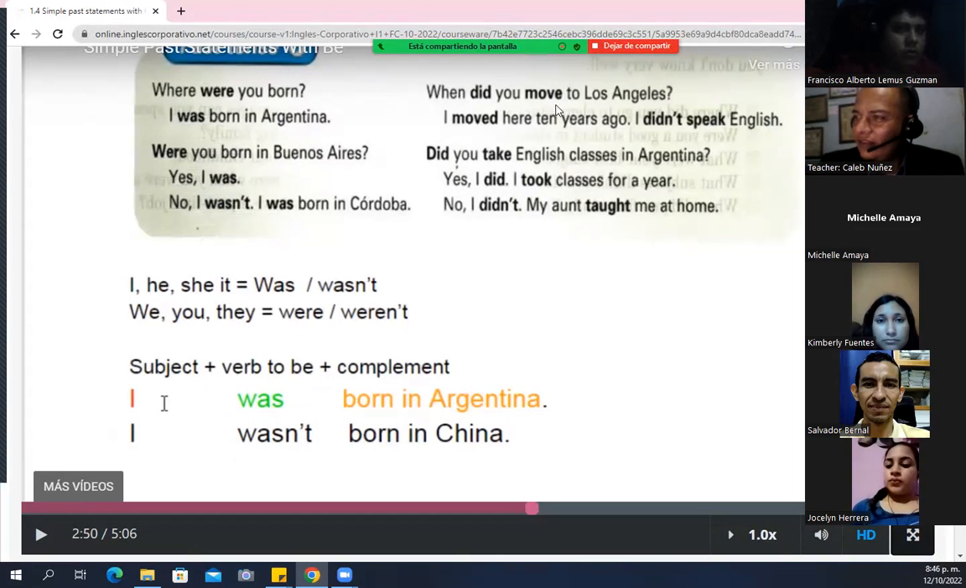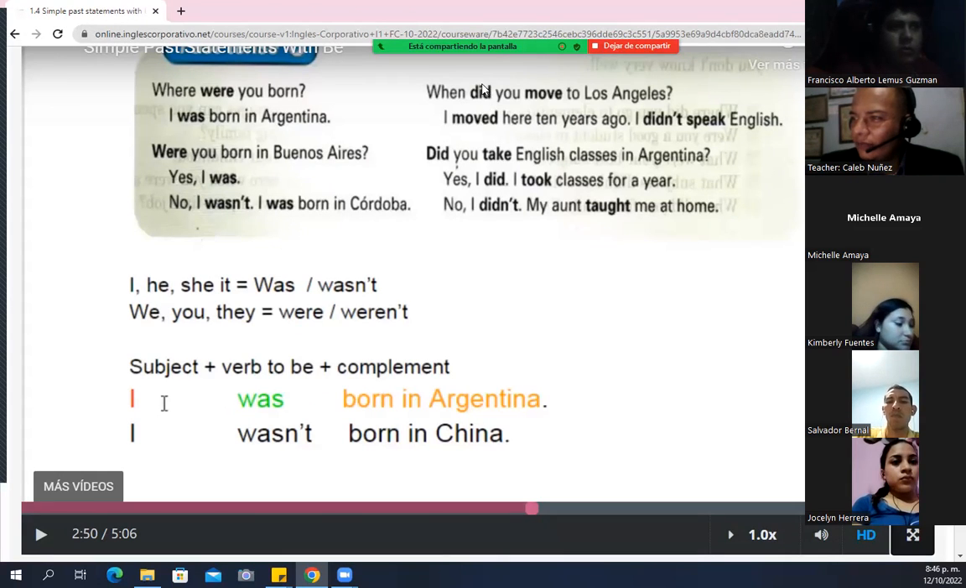I think this type of question is a little difficult because you're using a WH word, the auxiliary, the subject, the verb, and the complement. What do you think? Is it easy or difficult? Easy. It's easy? Okay, very well.